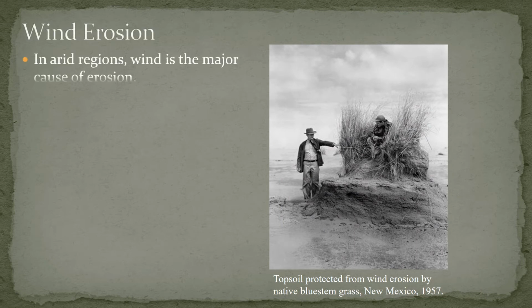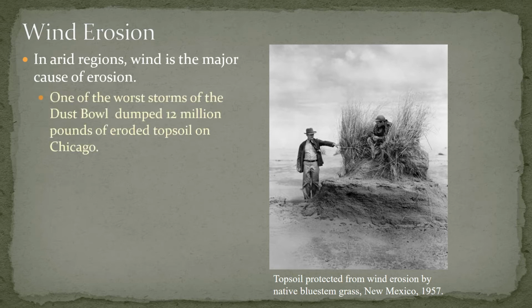So, back to wind erosion. In arid regions, wind is the major cause of erosion. So, in the Great Plains, they had these crazy dust storms, and they had been using terrible growing practices since the 1800s, and well, late 1700s, really. So this picture actually shows the result of one of the worst storms of the Dust Bowl. It dumped 12 million pounds, 12 million pounds of eroded topsoil on Chicago.